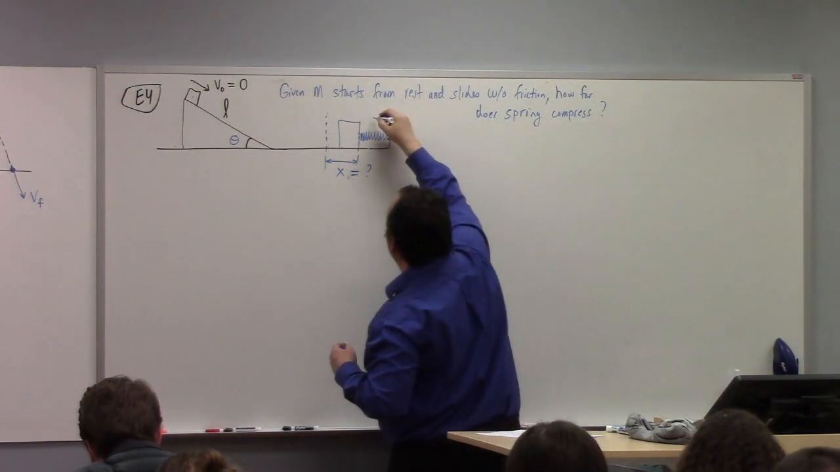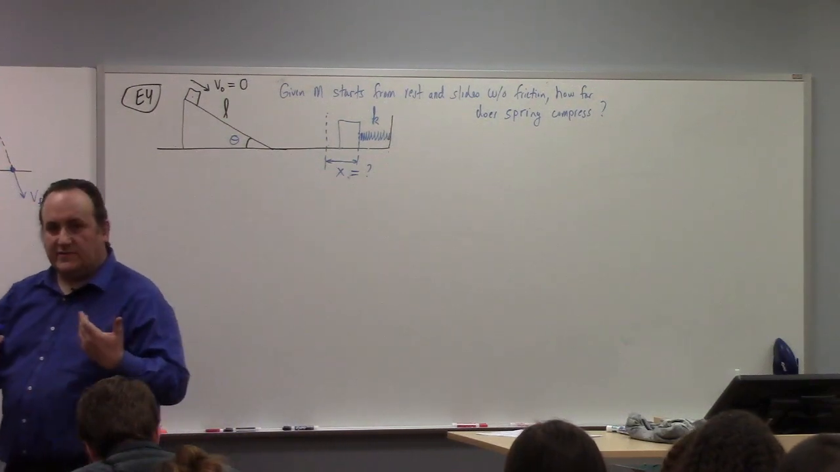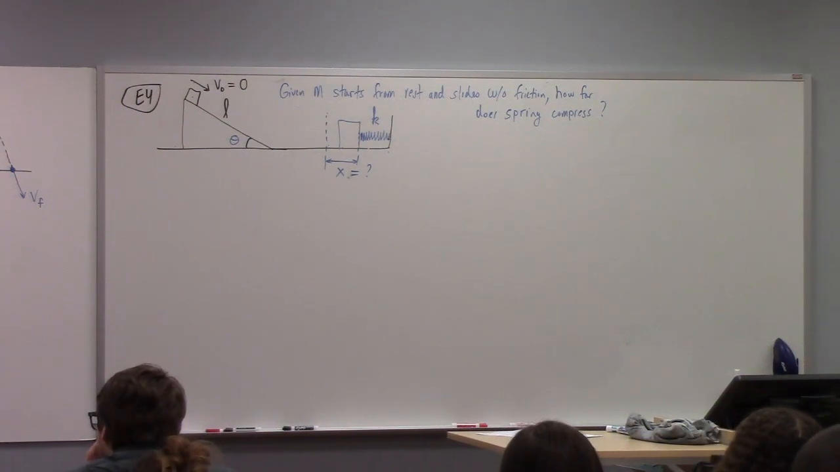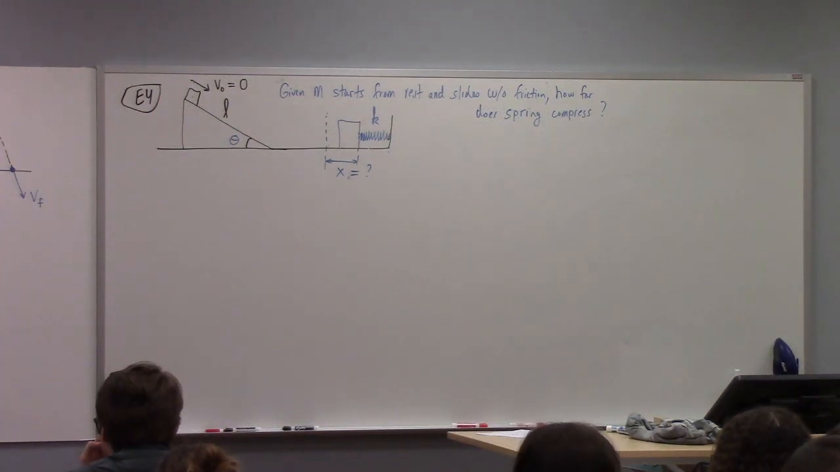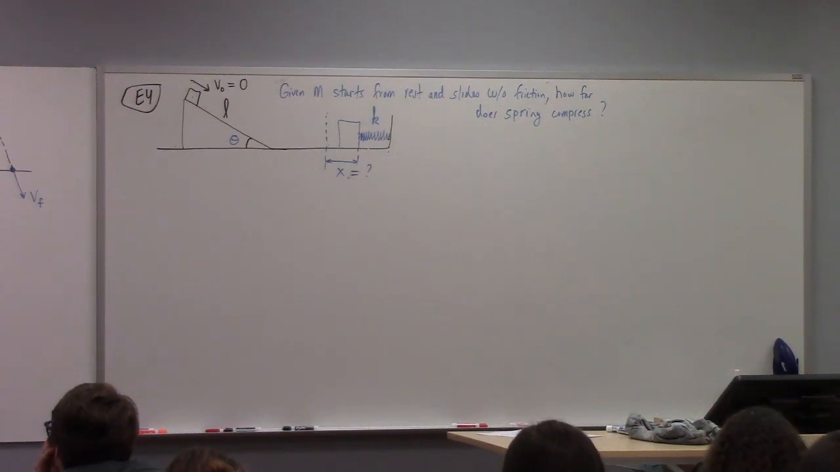And we're going to let the spring have spring constant K. So we can use energy conservation here again to solve this problem because there are no non-conservative forces, right? If we think about this as a system, there's gravity and there's the spring force. Both of these are conservative forces.